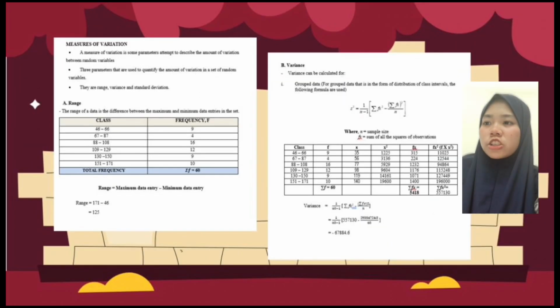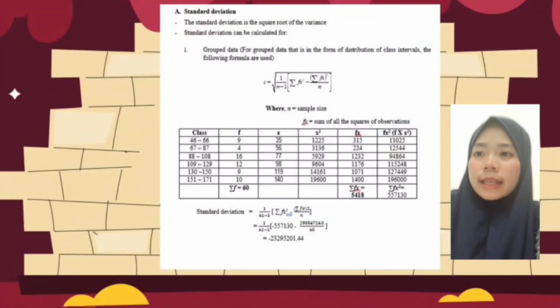Measure of variation. A measure of variation is a set of parameters that attempt to describe the amount of variation between random variables. Three parameters are used to quantify the amount of variation in a set of random variables. They are range, variance, and standard deviation. Firstly is the range. The range is the maximum data entry minus the minimum data entry. The total is 125.